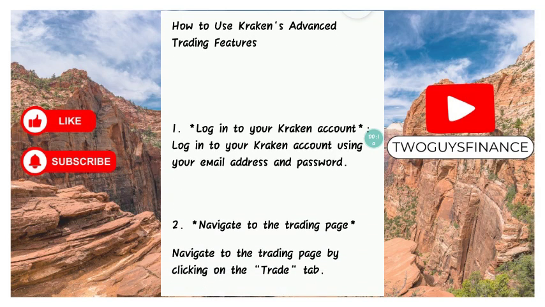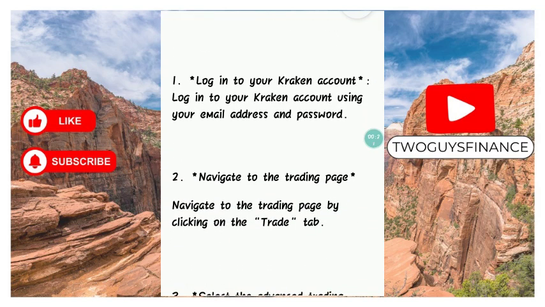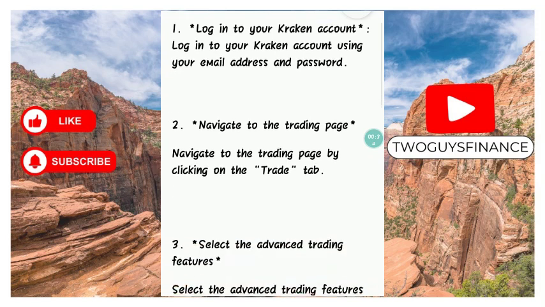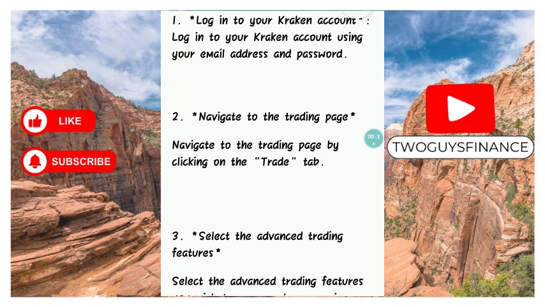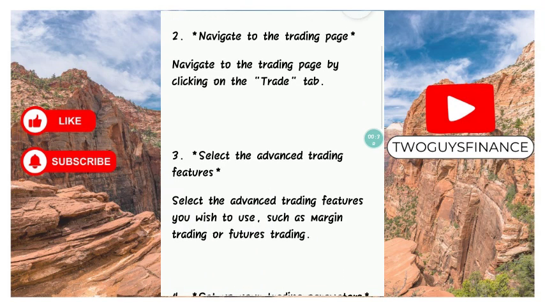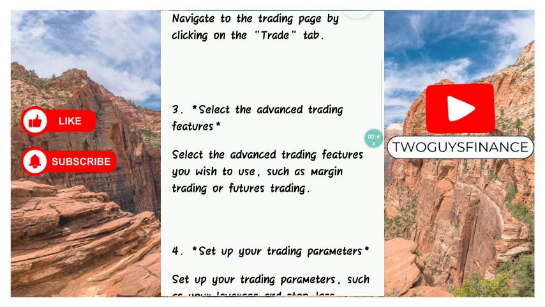The first step is going to be to log into your Kraken account. So go on Kraken's website and log into your account using your email address and your Kraken password. Once you're logged in, you want to navigate to the trading page by clicking on the trade tab. Once you click on the trade tab, it's going to take you to the trading page where you can select the advanced trading features that you wish to use, such as margin trading or futures trading.